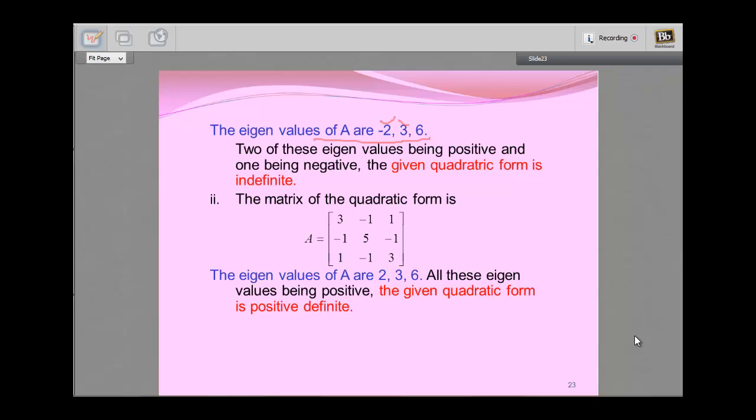clause will be fulfilled. That is, all the eigenvalues are positive, or all the eigenvalues are negative, or some eigenvalues are positive and some eigenvalues are negative. So the third part appears here. So the given quadratic form is indefinite. If you have any question, you can ask me, or you can just see the second part. I will give you 1 minute.